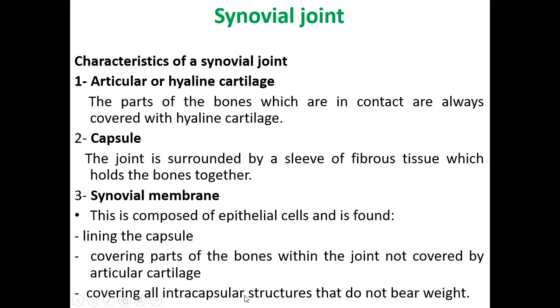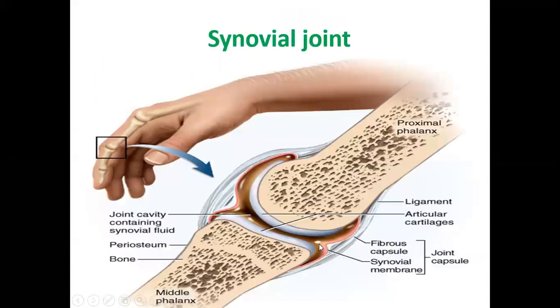It covers all intracapsular structures that do not bear weight. So any other structure, if it is there, is also covered by the synovial membrane, but it should not bear weight. So these are the three features. What are the three features? One is the hyaline cartilage or articular cartilage, which covers the articular surface of the bone. Second is the fibrous capsule.